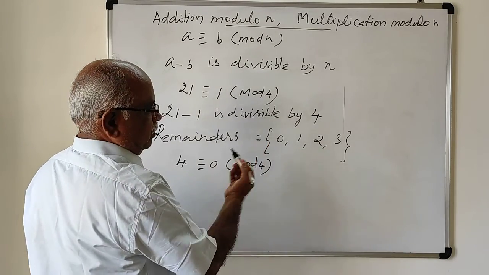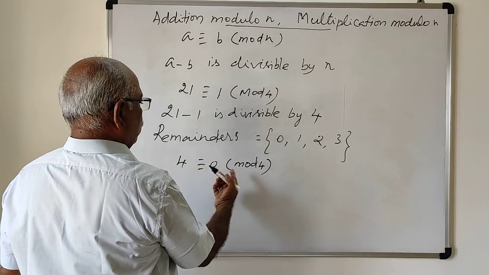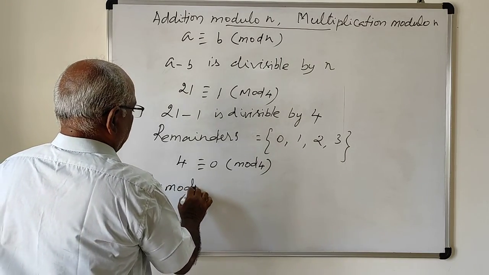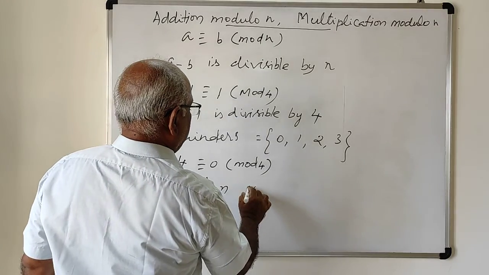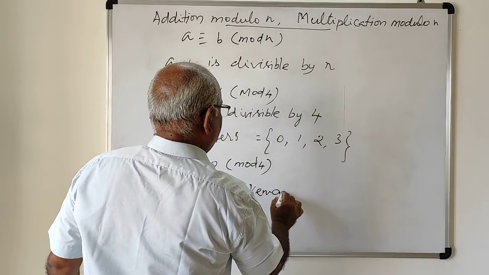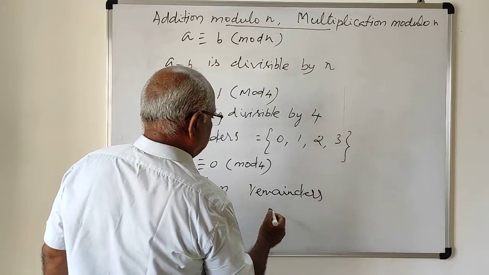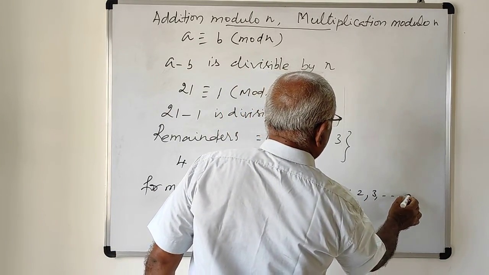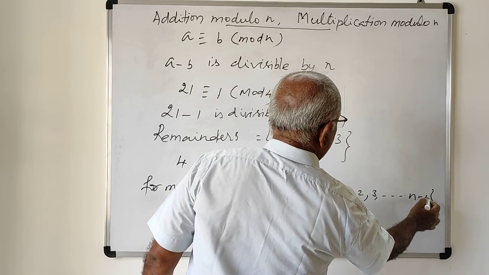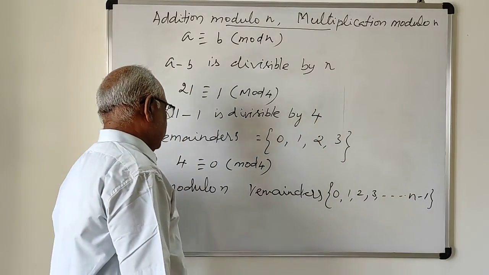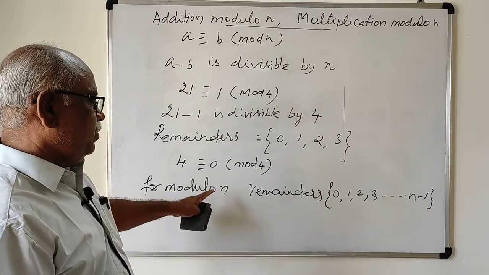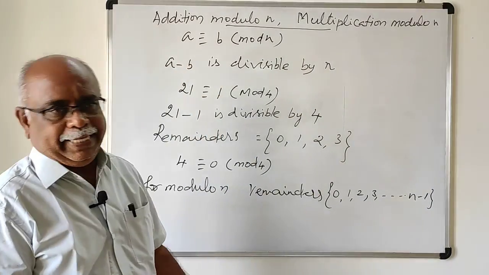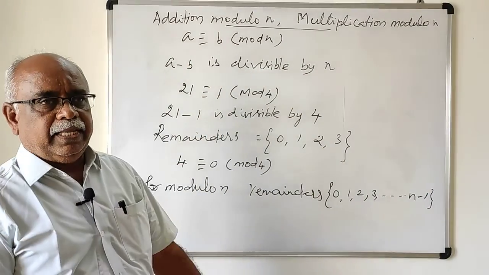Similarly, as I gave in the previous video, for modulo n, the remainders are 0, 1, 2, and so on up to n minus 1. If a number is divided by n, it leaves the remainders 0, 1, 2, etc., up to n minus 1 only. See, these things you have seen already in the previous video.